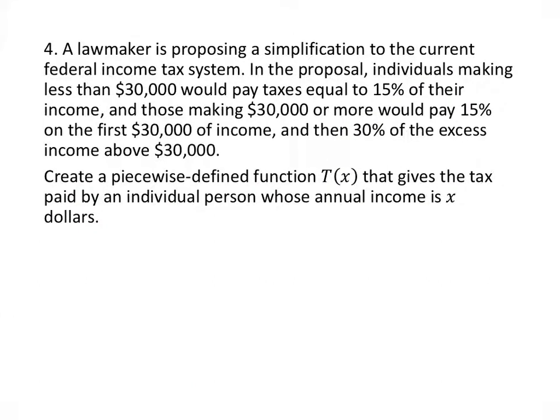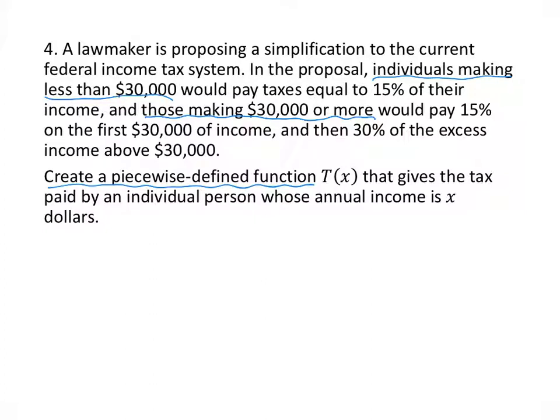All right, lots of words here, but eventually what we're going to be wanting to do is to create a piecewise defined function that gives the tax paid by an individual person whose annual income is X dollars. So when we read this problem, what we should be picking up is that there are really two cases. An individual making less than $30,000 would do something, and we'll come back and read that more carefully in a second. And then those making $30,000 or more would do something else.